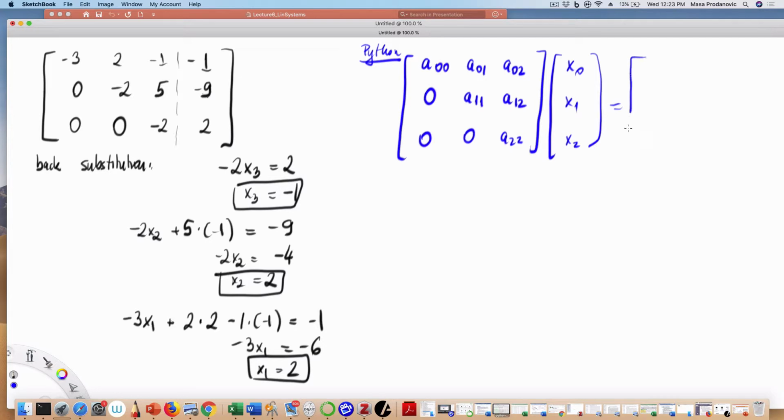Is equal to my B0, B1, B2. So I'm trying to figure out what the code would look like. That's all I'm doing here. So my A22x2 is equal to B2, so it seems that my x2 is simply divided. And that's always going to be the case, right? It's going to be B2 divided by A22.